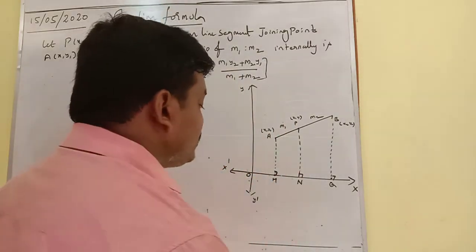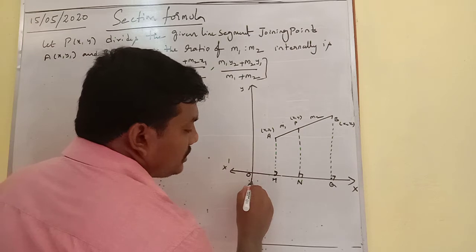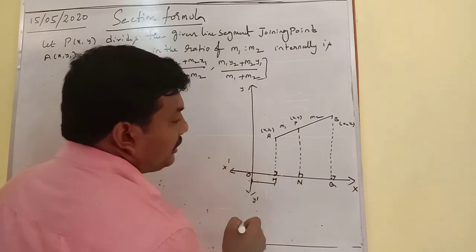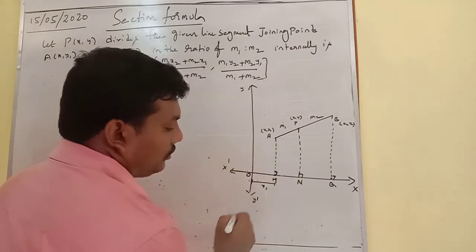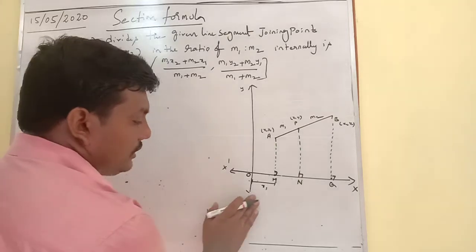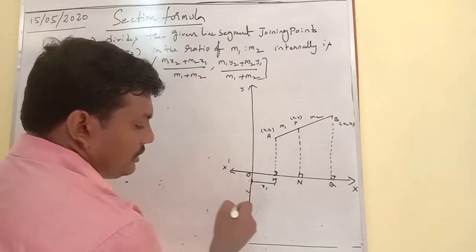Now what is the distance OM? The OM distance is x1.